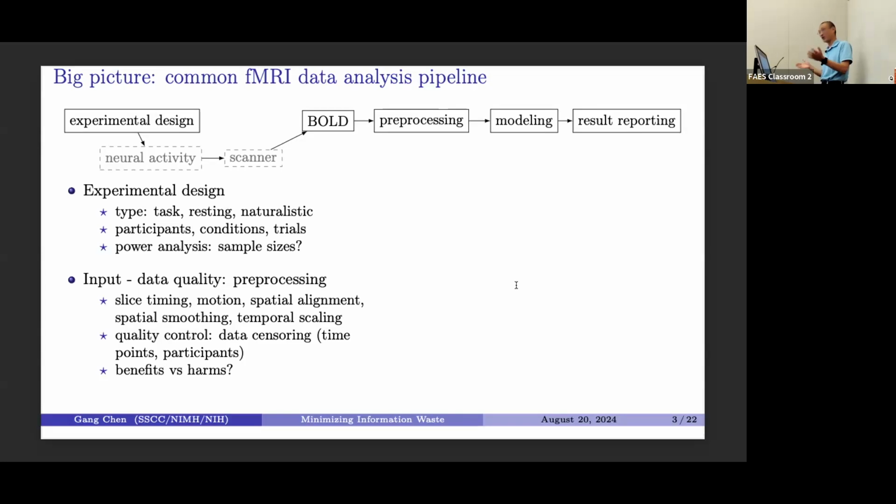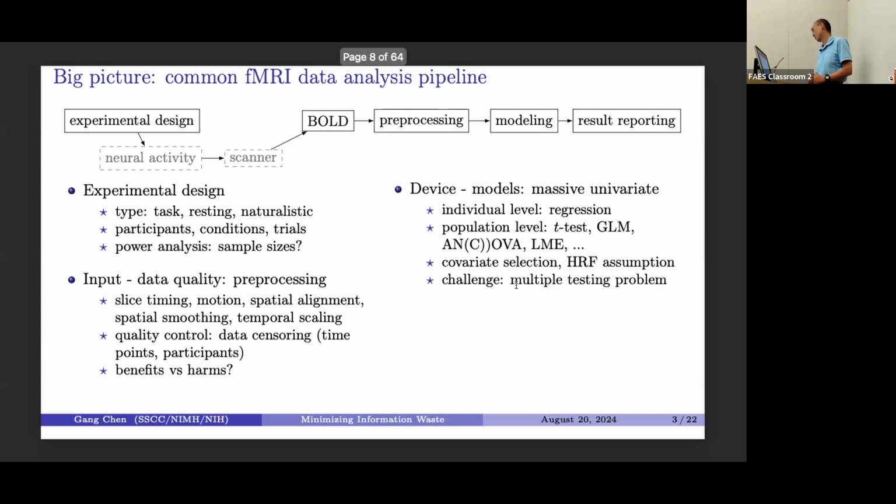Even those procedures are nowadays virtualized. It's called a pipeline. Probably each lab has their own specific pipeline. You smooth at 4 millimeters or 5 millimeters. There's no standard. There's no one-size-fits-all procedure or pipeline. That's why people argue there's variability, and we produce different results because of this. That's something we talk about later on.